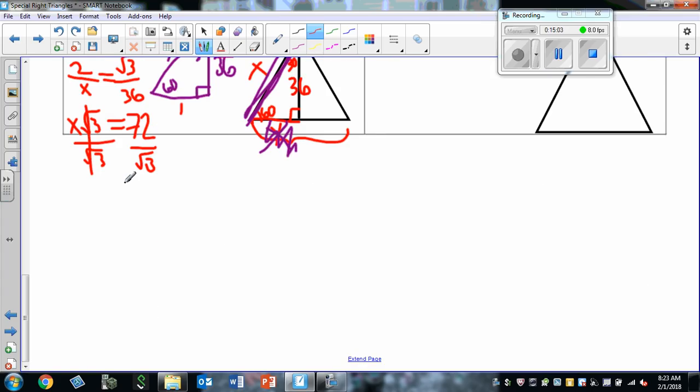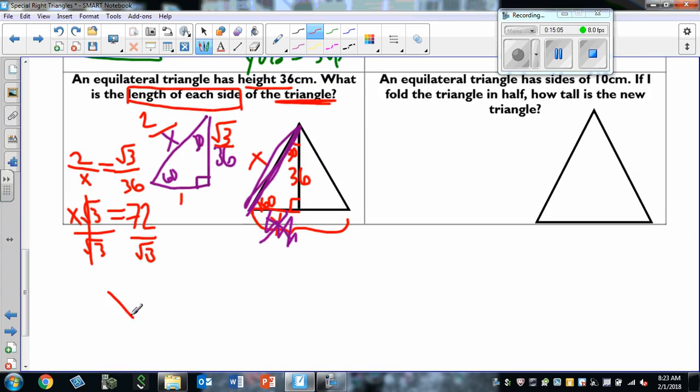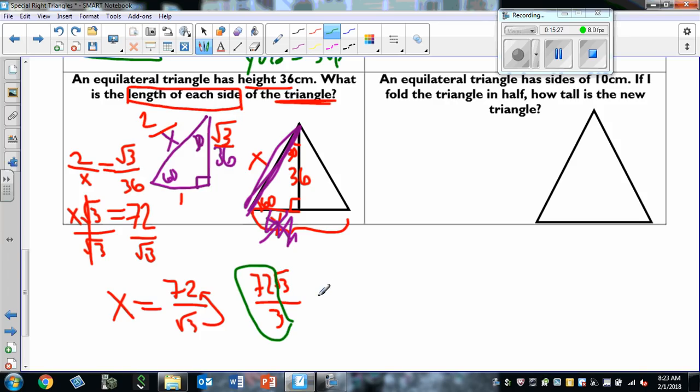We're not allowed to have root 3's in the bottom. So right now I have x equals 72 over root 3. Well, we know our trick. So that becomes 72 root 3 over 3. Last step, I need to simplify, and I believe that is 24 root 3 equals x. And we're done. That's the side of the equilateral triangle.